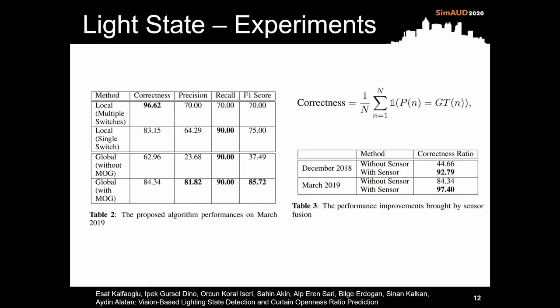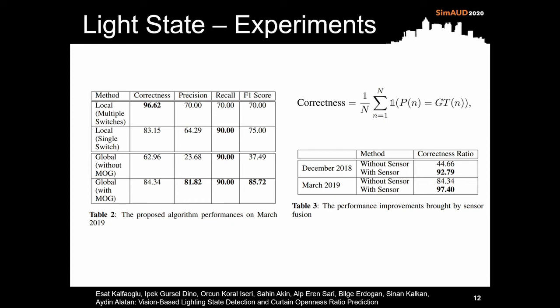For the results, two 1-week recordings from the experimental setup are used. Precision, recall, F1 score are commonly used metrics, and these metrics help us see how successful methods are in detecting the state changes. Correctness is a metric that we have defined for the problem, and it is to measure directly the correctness of light states instead of the changes of the light states.